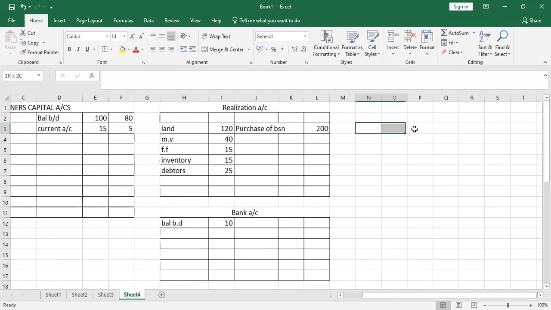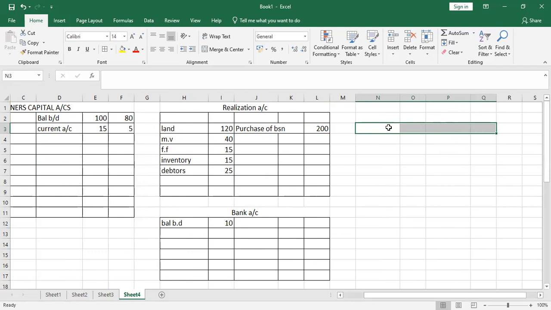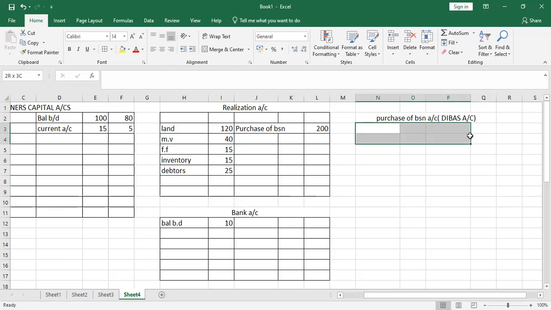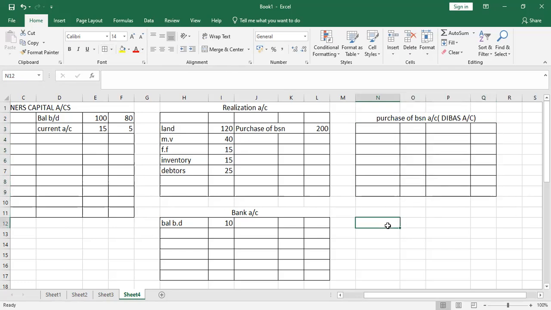These 200 million, let me show you. We'll open an account here that is known as purchase of business account, or we can call it DBUS account. These guys, the company that is now buying us, will open an account here like this. Okay. What are they offering? They are offering on realization. They are offering us 200 million. Like this.